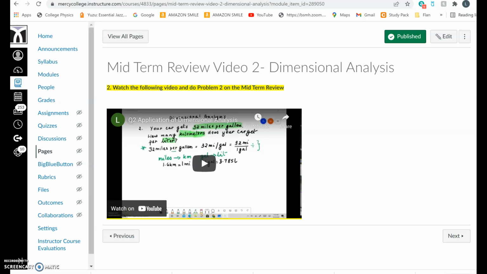You'll see the problems in the midterm exam will be very similar to the ones in the review. However, you have to understand how to do these problems because the context may be slightly different. The word problem may be slightly different, but the method that you use will be very similar to the ones in these midterm review problems.